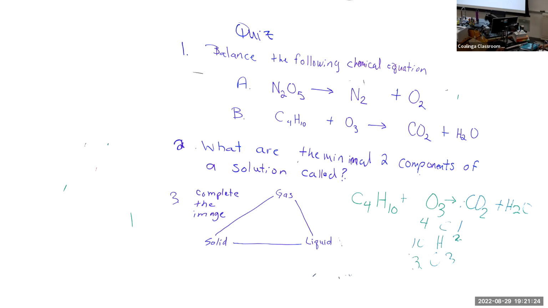Put 13. I can put a 13 where? In front of this oxygen? 13 in front of this oxygen? And here? Okay, put a 13 here. That's 39. Okay, so we got 39 oxygens. So we got 3 and 39. How'd you get 13?